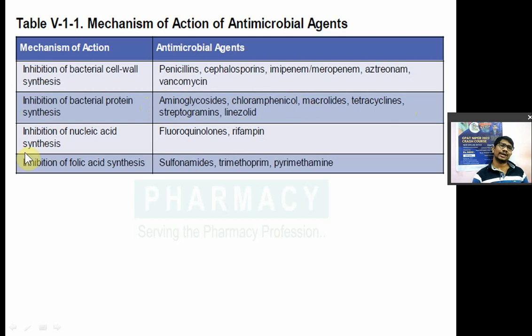The third target for your antibacterial drug is nothing but the nucleic acid. So fluoroquinolones, rifampin. These antibiotics will inhibit the synthesis of DNA in the bacteria. So fluoroquinolones, particularly ciprofloxacin, ofloxacin, levofloxacin, moxifloxacin, all these are known as DNA gyrase inhibitors. They will prevent the negative supercoiling of the bacterial DNA after replication.